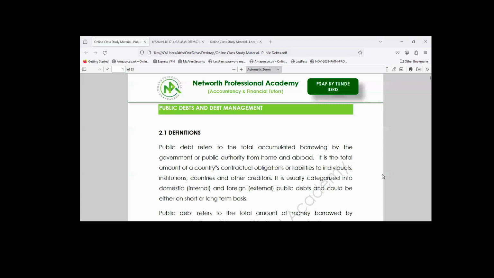So our topic today is public debt and debt management. What do we understand by public debt?